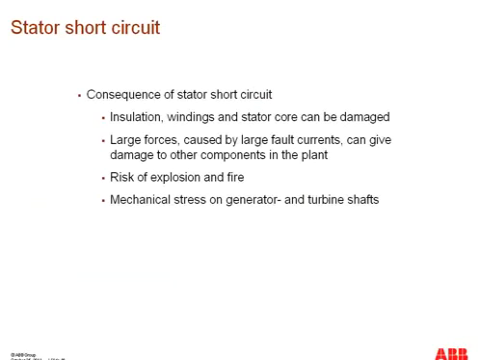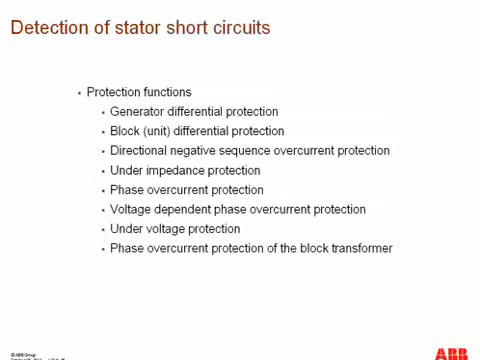Short circuits in the generator will also cause large fault currents, and these fault currents will result in large forces that will give mechanical stress to other components in the power system. There are definitely risks of explosion as well as fire, because there are lots of inflammable materials in and around the generator, which can catch fire and damage property as well as human life. Also, there can be extremely large mechanical forces and stresses and torsion variations, which can actually destroy the turbine shafts as well as the turbine blades. So we have to protect against phase-to-phase faults also.